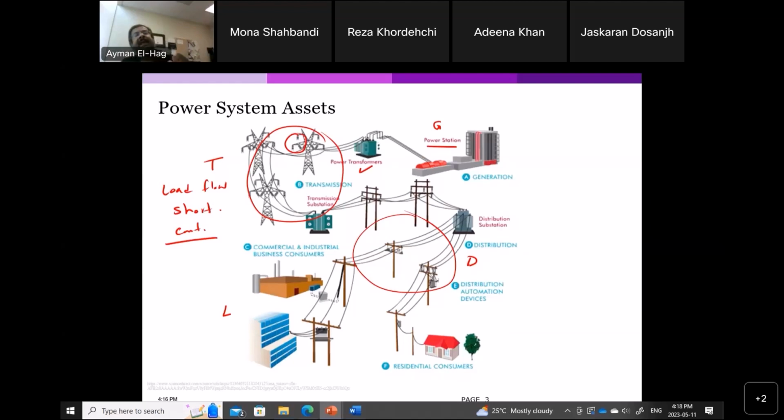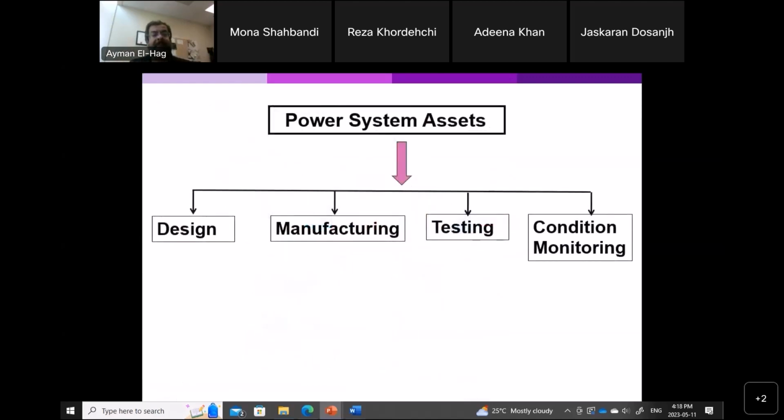They understand what the weak points of the asset are, what can make the asset fail, because if an asset fails, this would impact the power system. So you should not look at the asset as a black box. No, you should have an idea about it. And this course tries to explore the different aspects of the power system assets.